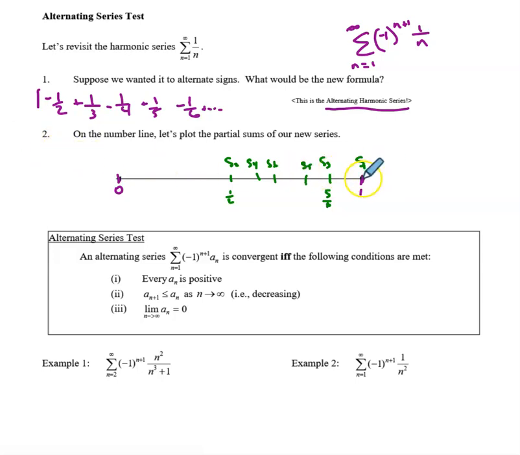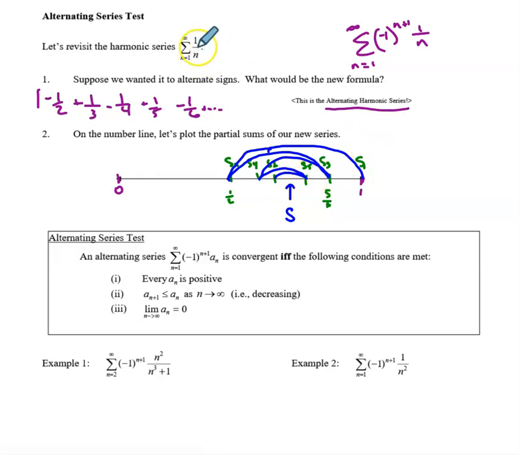So we start with a sum of 1, we go down to a sum of 1/2, we then go up, and then we go down, and then we go up, and then we go down. Well, guess where the actual sum is going to be? The actual sum is going to be somewhere in between these last two terms that we added. And no matter how many terms we added, the sum will be in between the last two.